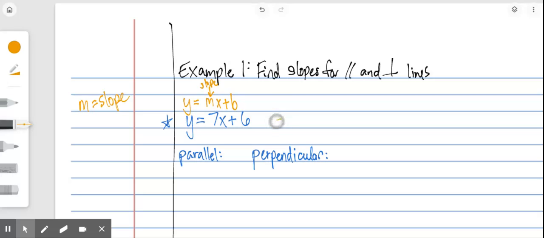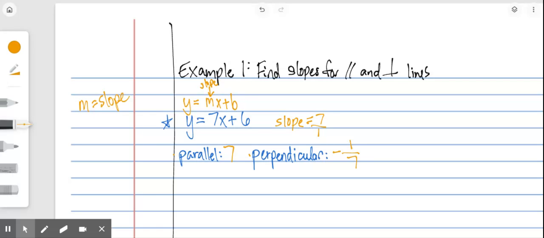So right now, the slope is 7, okay? So I want to find the slope for a parallel line and the slope for a perpendicular line. So I know from the theorem from yesterday, or from the last video, that parallel lines have the same slope. So the slope is going to equal 7. And from last video, I know that the perpendicular slope is going to be the opposite reciprocal. So if 7 is positive, the opposite is going to be negative. And the reciprocal of 7, or 7 over 1, is 1 over 7. So now I found the slope for the parallel line and the perpendicular line.